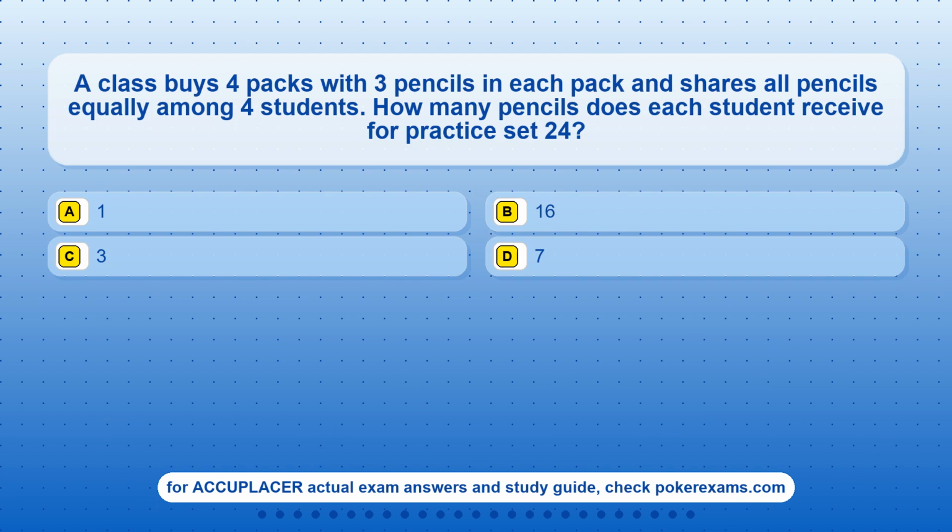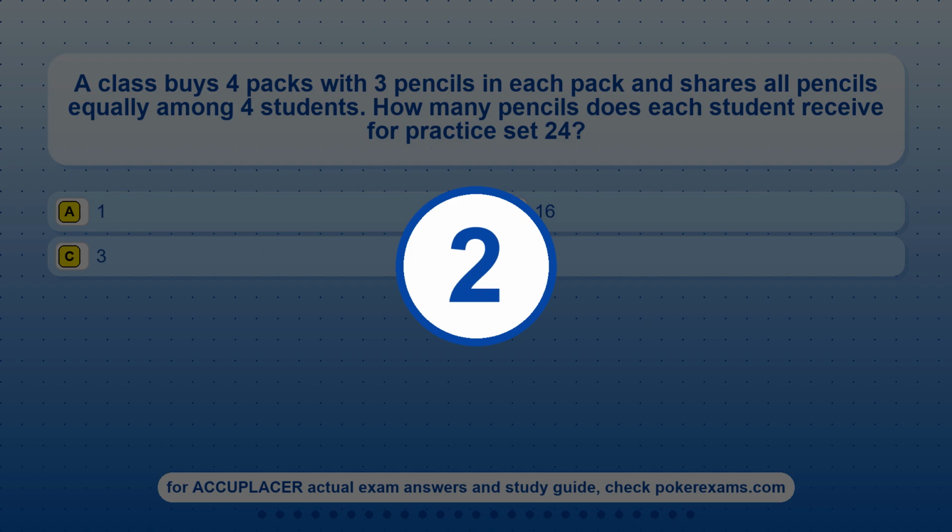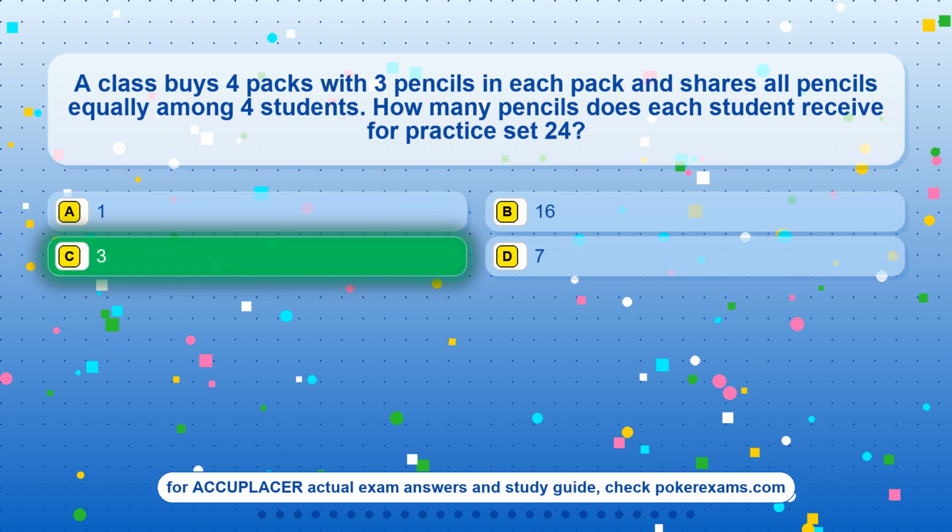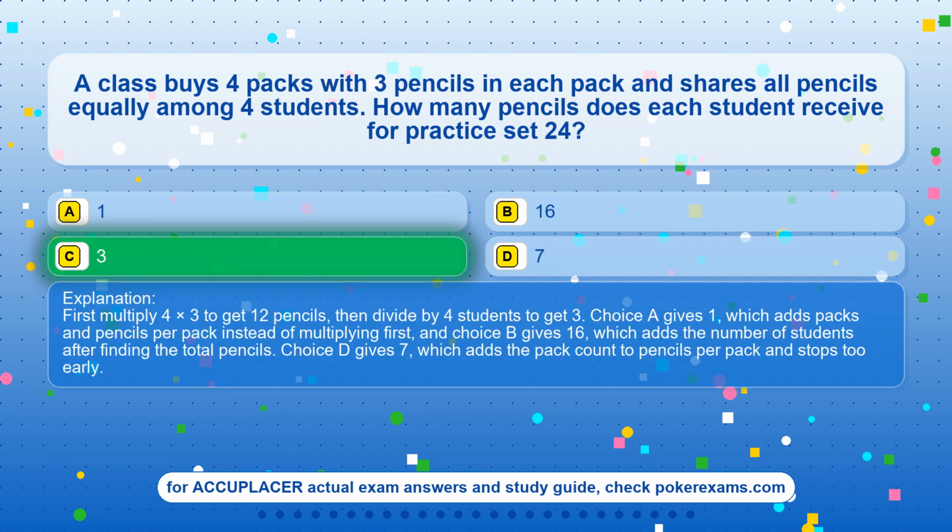Question 25. A class buys 4 packs with 3 pencils in each pack and shares all pencils equally among 4 students. How many pencils does each student receive for practice set 24? Option A 1, option B 16, option C 3, option D 7. The correct answer is option C, 3. First multiply 4 times 3 to get 12 pencils, then divide by 4 students to get 3.